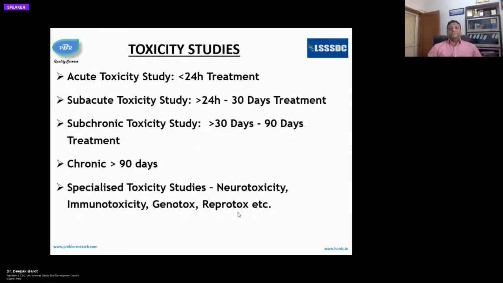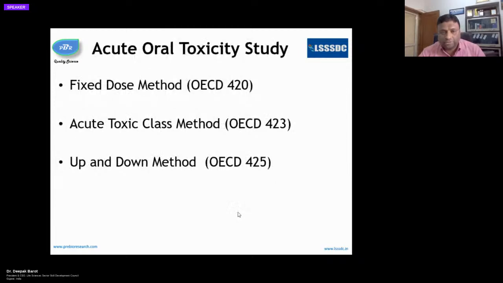In terms of toxicity studies, we have already discussed acute toxicity study. If your treatment is only less than 24 hours, then you can do acute toxicity studies. Subacute toxicity studies are generally 24 to 30 days of treatment. Subchronic is 30 to 90 days. And anything above 90 days qualifies to be a chronic toxicity study.